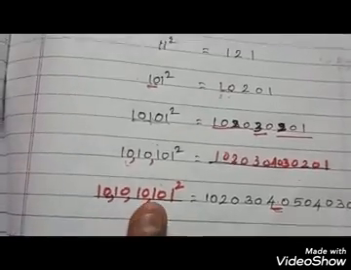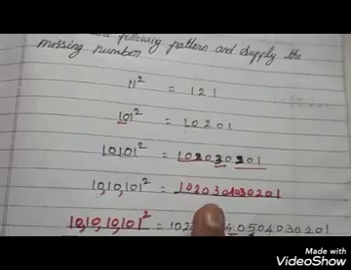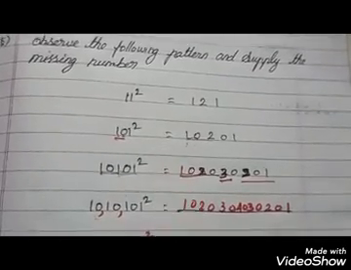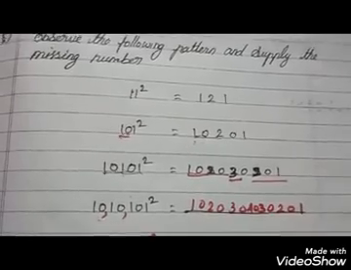So this is the question. You need to square, you get the value. So this is the pattern they have to follow to fill this answer. Next we move on to square numbers.